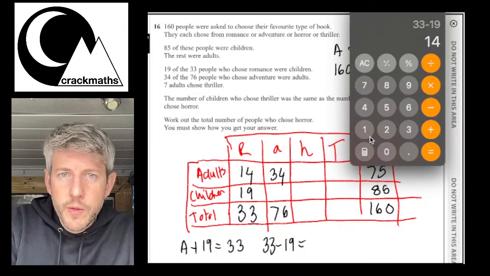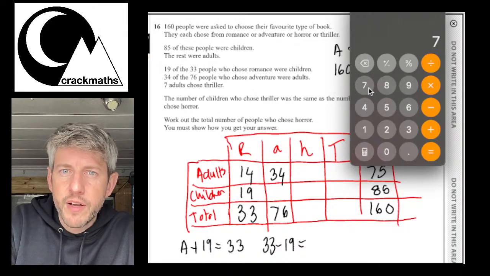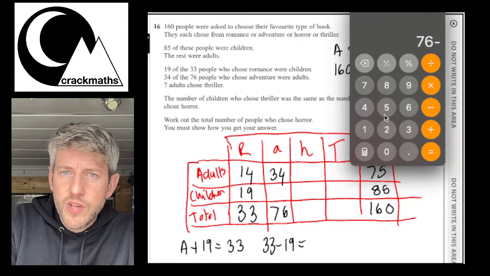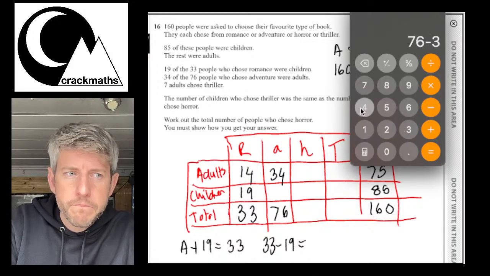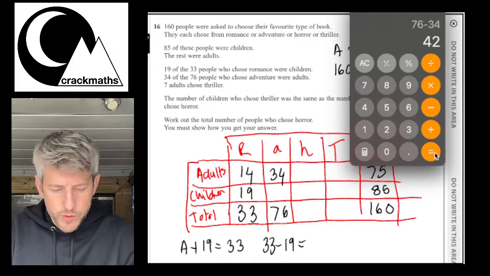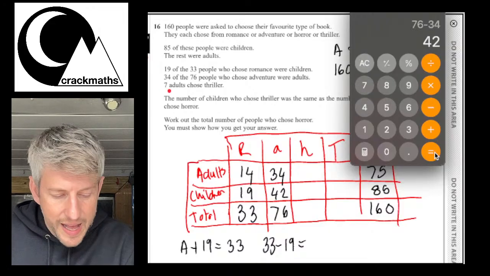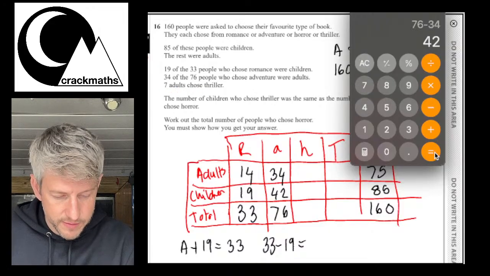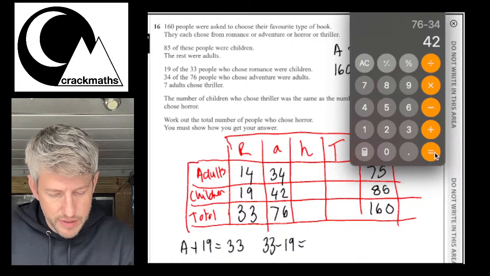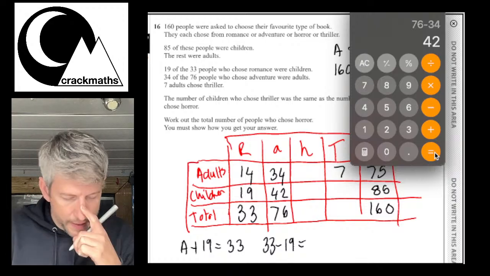So we're going to just do 76 take away 34. 76 take away 34 equals 42. Right, 42 adults chose thriller. Okay.